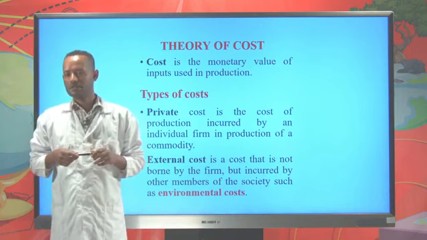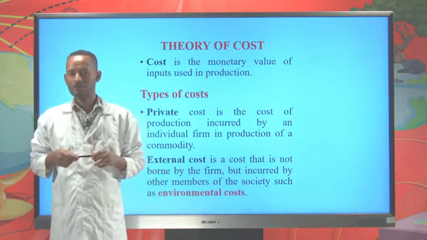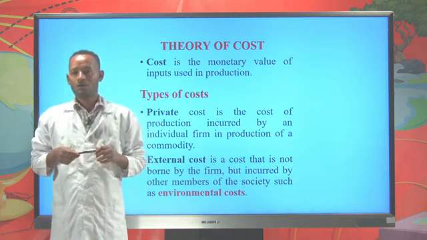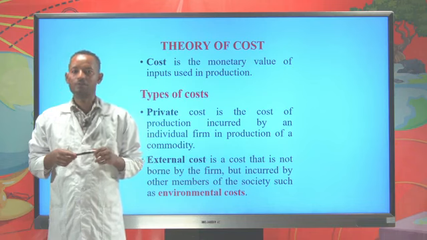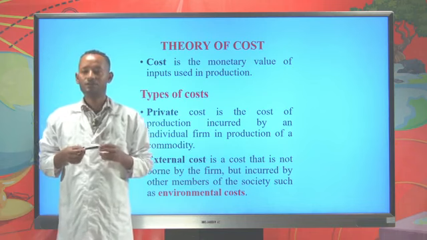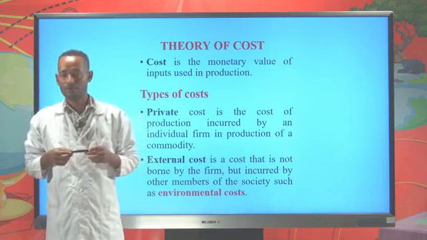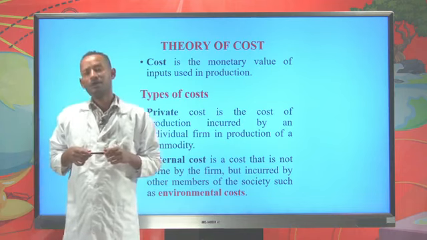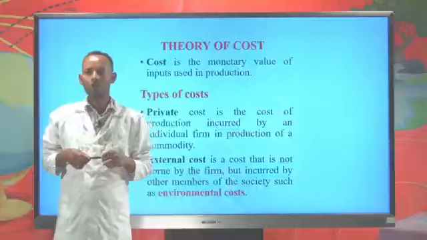In the previous lessons, we saw the theory of production. Under the theory of production, we saw the production function with one variable input, labor, and the production function with two variable inputs, labor and capital, which is about isoquants. Today, we are going to see the theory of cost.